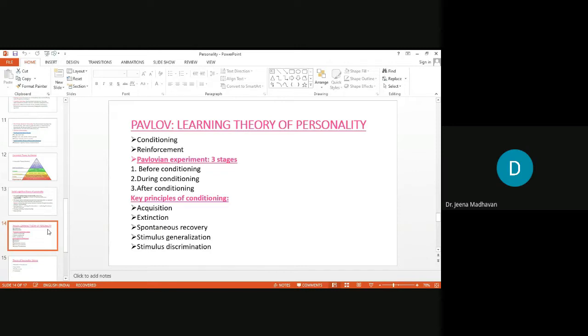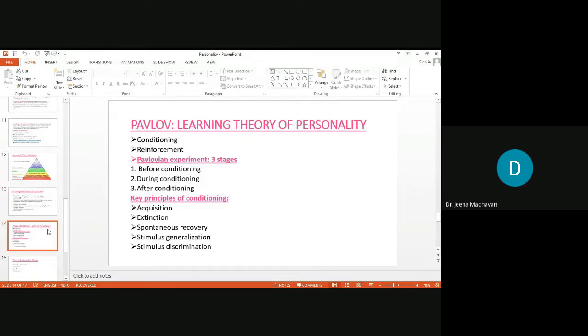In this definition, it is mentioned that through learning, some behavioral changes take place, and these behavioral changes take place as a result of practice as well as experience. And when we talk about the various theories of learning in personality, mainly we have to deal with Pavlov's theory as well as Skinner's theory. So in the syllabus, these two theories are there.